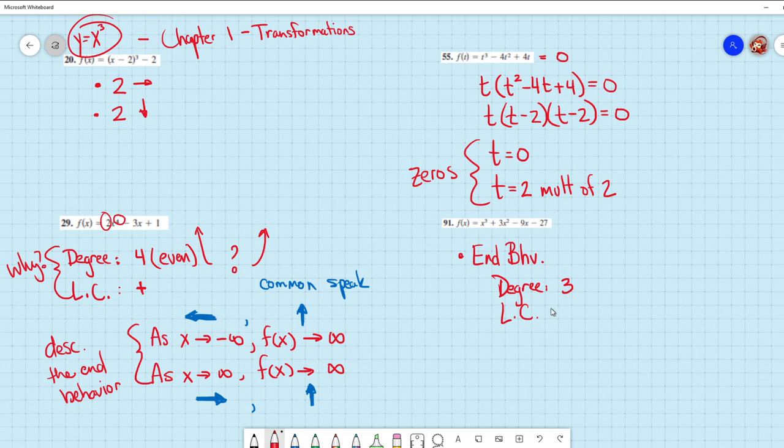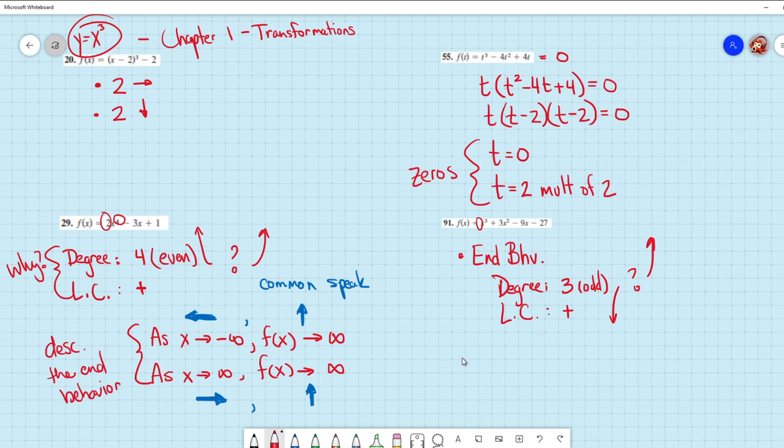Lead coefficient. What's the lead coefficient here? Well, it's a positive 1. So the lead coefficient is positive. What does that tell me about the end behavior? I'm going to draw a little picture here, just like I did in number 29. So it's odd, meaning it's doing something like this. Okay, all right, so that's all end behavior tells me.